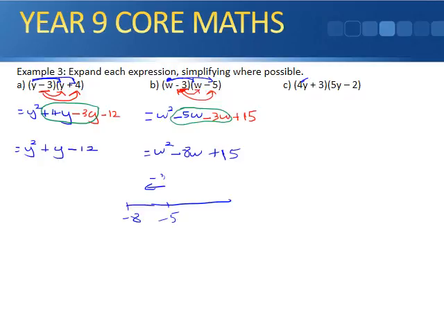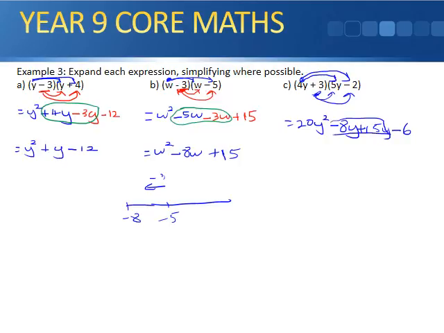Part C, 4y times 5y. Well, it's positive. 4 times 5 is 20. Y times y is y squared. The 4 times the negative 2. Positive times the negative is a negative. 4 2s are 8, and we've still got the y. Positive 3 times 5y. They're both positive, so positive. 3 5s are 15. Y. And the positive 3 times the negative 2. Positive and negative is negative. 3 2s are 6s.